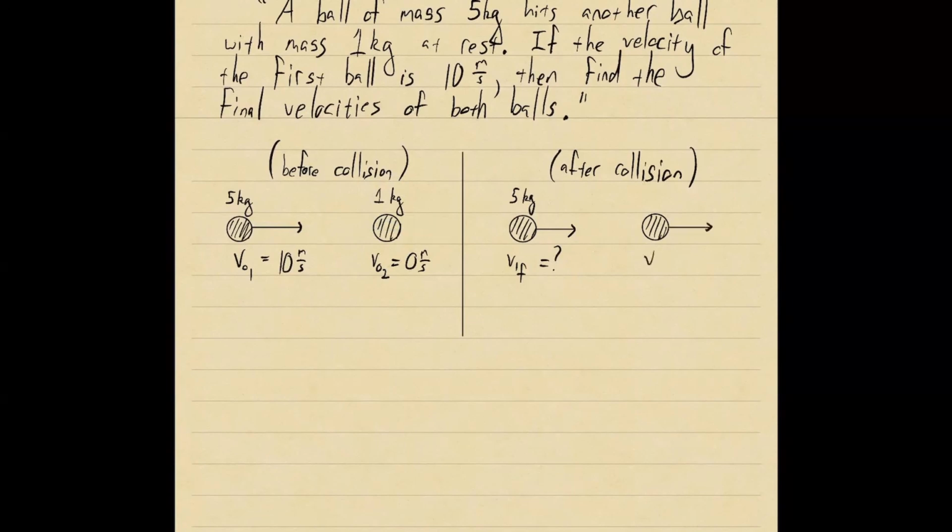I think I'm actually confusing the notation here a bit, so let me keep it consistent with our first part. There we go. So we don't know what the final velocities are, but we know that the mass of the second ball is 1 kilogram. All right, so let's begin by trying to solve this problem.